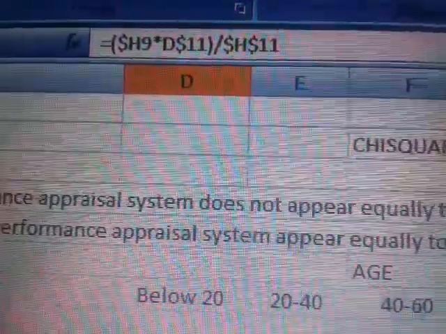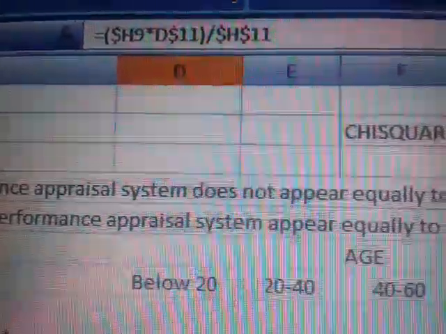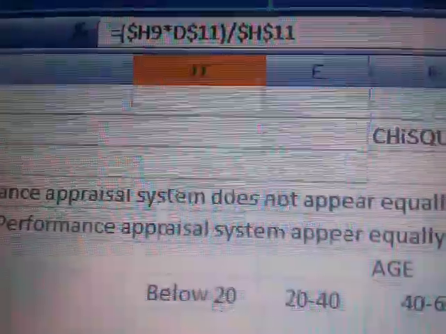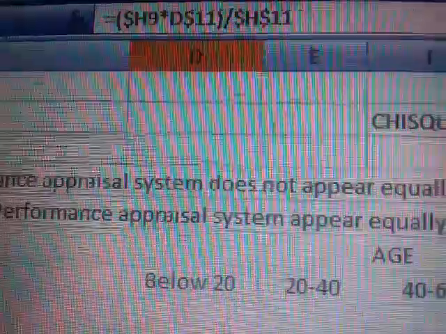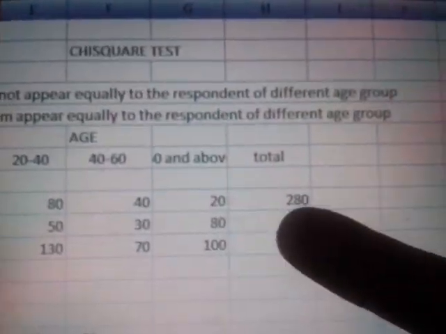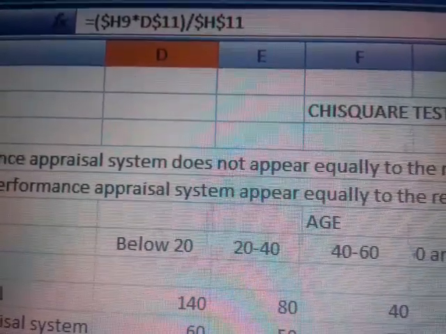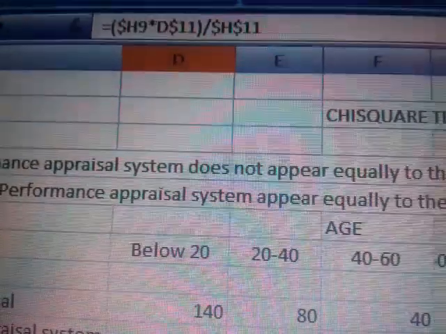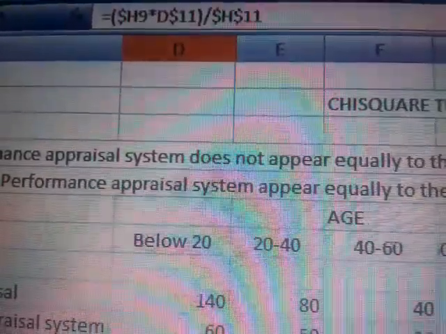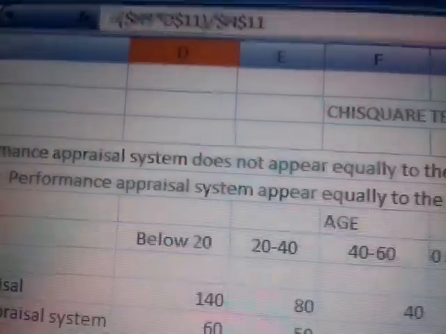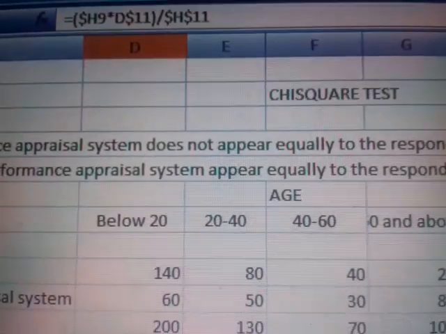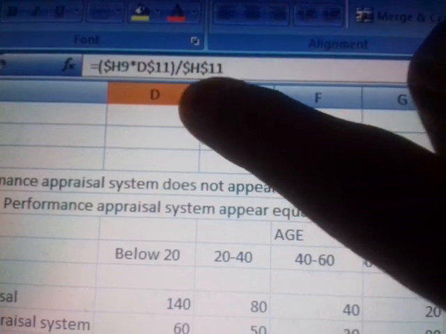I have given a dollar symbol because I am going to drag it, and only then will I get the values for the other data. See the formula here. You type equal to, open bracket, dollar, and then click this 280, then the into symbol and click this 200. There you have to insert dollar. Then divided by, dollar, and click this 500, and before the row number you have to put one dollar symbol.